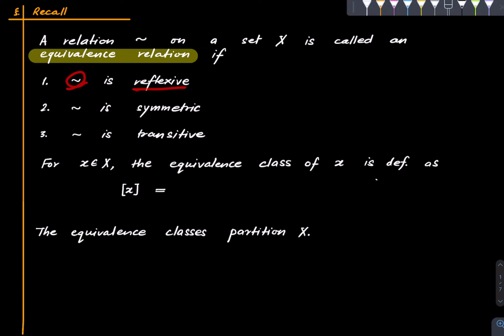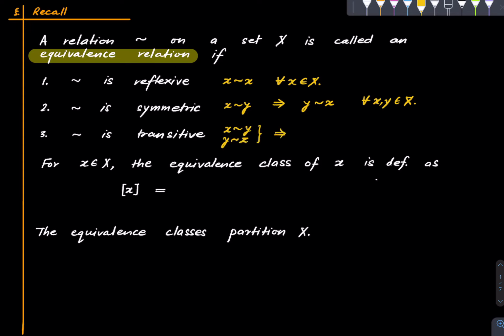That tilde is reflexive, which means that x tilde x for all x in X, and tilde is symmetric, which means that if x tilde y, then y tilde x for all x, y in the set, and tilde is transitive, which means that if x tilde y and y tilde z, then x tilde z whenever we choose x, y, z in X.